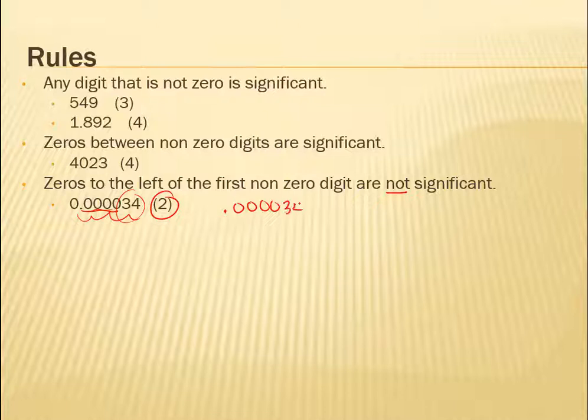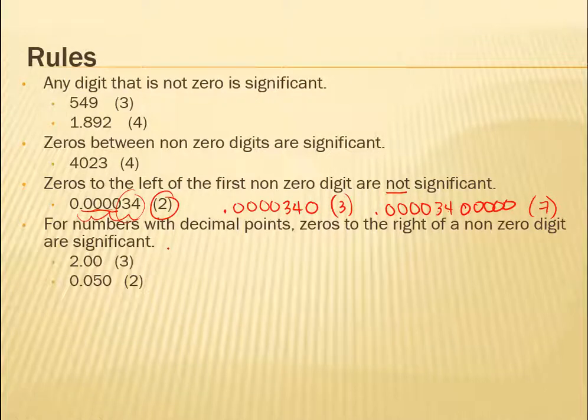What if you had 340? Or 0.00003400000. Now, this is an insane amount of precision, but let's say that this were the case. Now we have 1, 2, 3, 4, 5, 6, 7, and this is me getting ahead of myself because for numbers with decimal points, 0 to the right of the non-zero digit are significant. So if you have a whole number and a decimal point and zeros after that, those are significant. Each one of these counts.